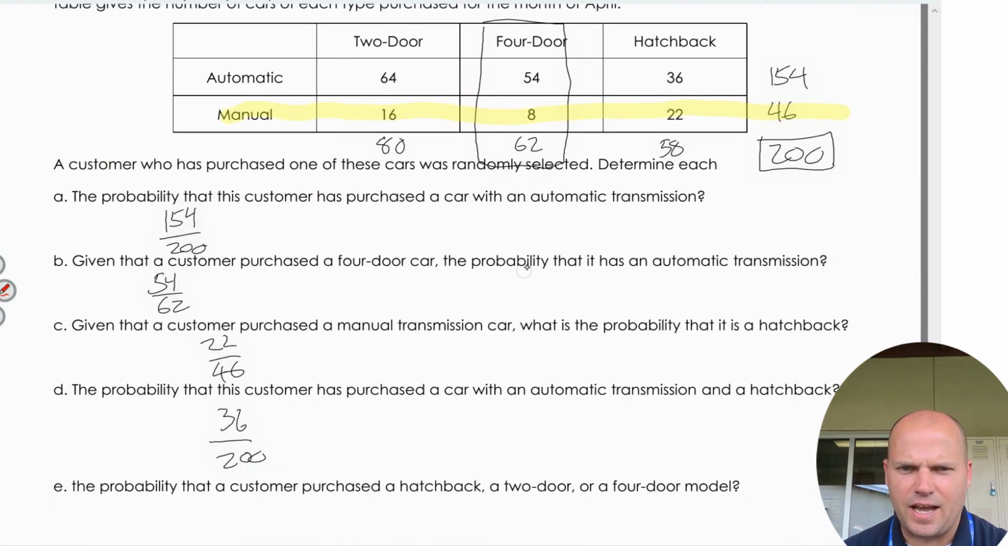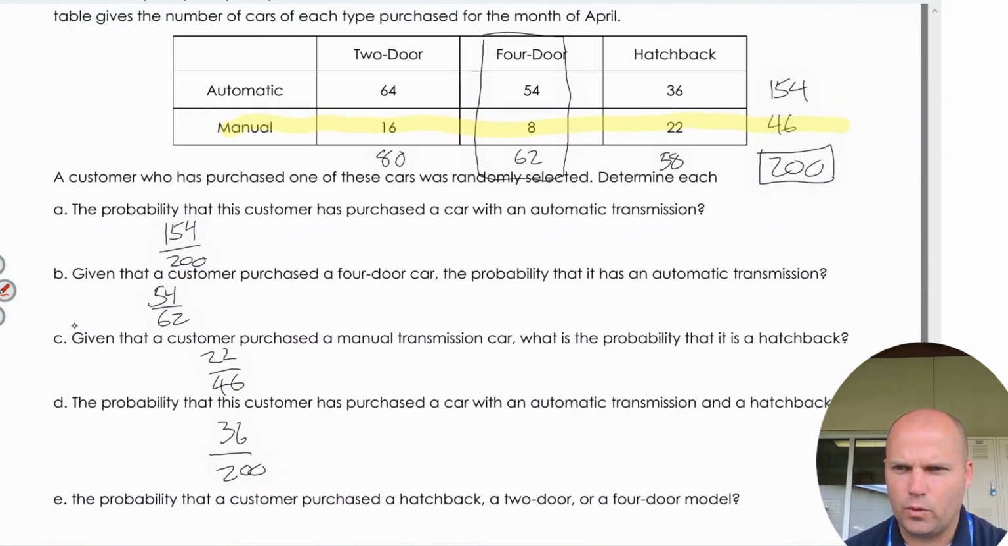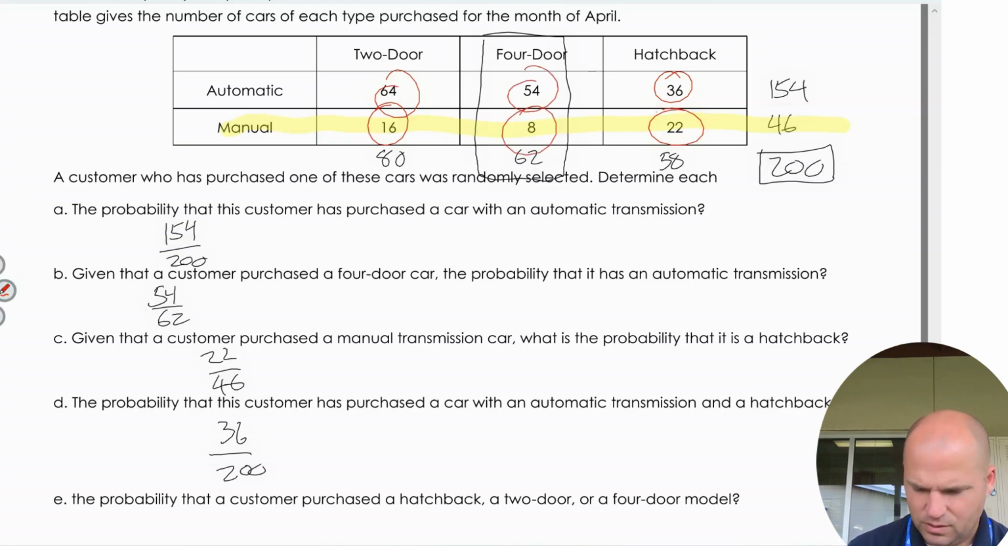Probability that the customer purchased a hatchback, a two-door, or a four-door. Don't add up the columns because you might double count things. Here's the hatchbacks. Here's a two-door. Here's a four-door. 100%.